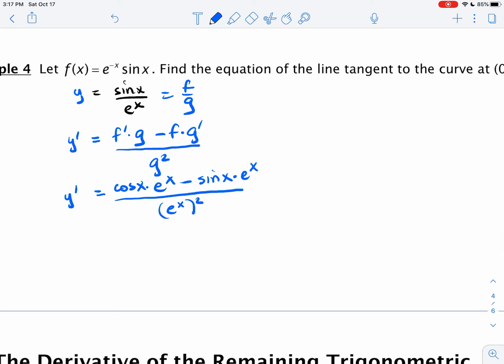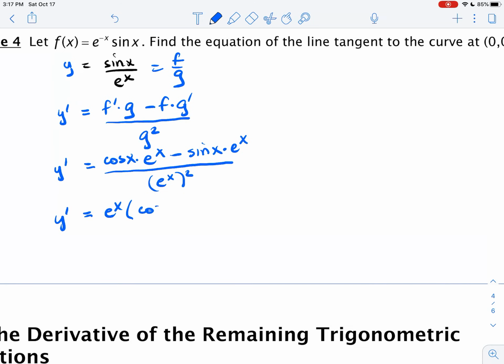I can factor out an e to the x and cancel one of them, even though you don't have to. If we're just going to find the equation of a line, we can keep it in that form and just go ahead and evaluate the derivative there. But just in case you needed to actually find the derivative function, it's nice to simplify things.